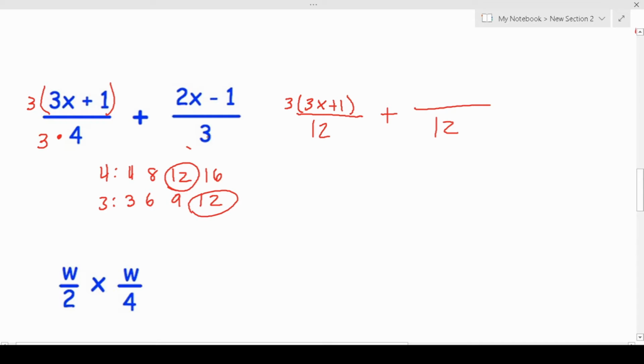Similarly, in order to make 3 into 12, we have to multiply it by 4. And we're also going to have to multiply its numerator by 4. So this is going to become 4 times (2x minus 1).